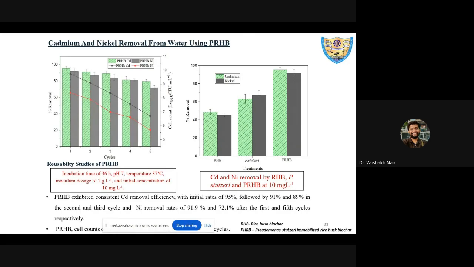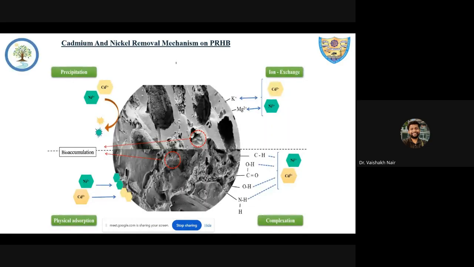This is where I started the heterogeneous application. You can also see that cadmium and nickel removal is much better when compared to the biochar itself and the free cell bacteria itself. So it is observed that biochar has a very important role because it absorbs the pollutant.